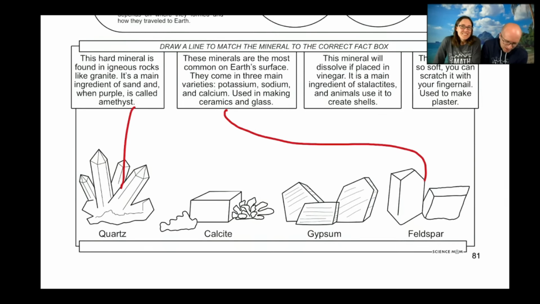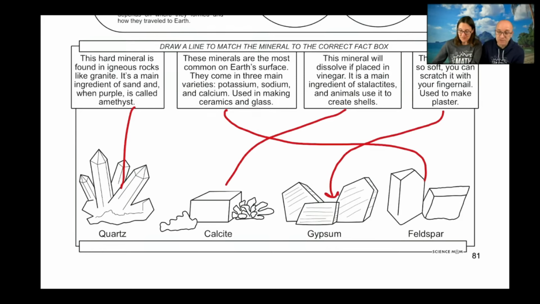All right. Up next, this mineral will dissolve if placed in vinegar. Okay. So that was calcite. That is calcite. And then last but not least, we have the mineral that I scratched and that your sheetrock is made out of. So gypsum. It's so soft you can scratch it with your fingernail.